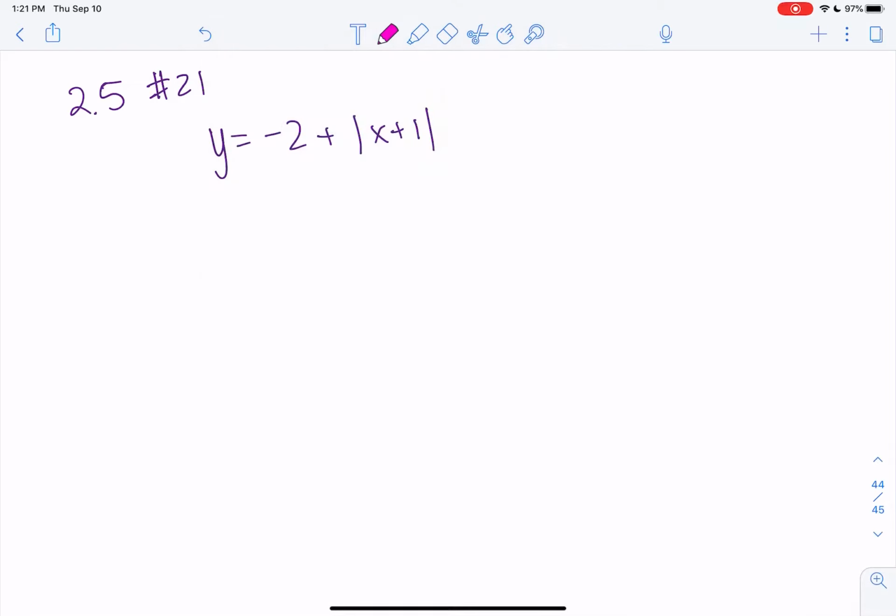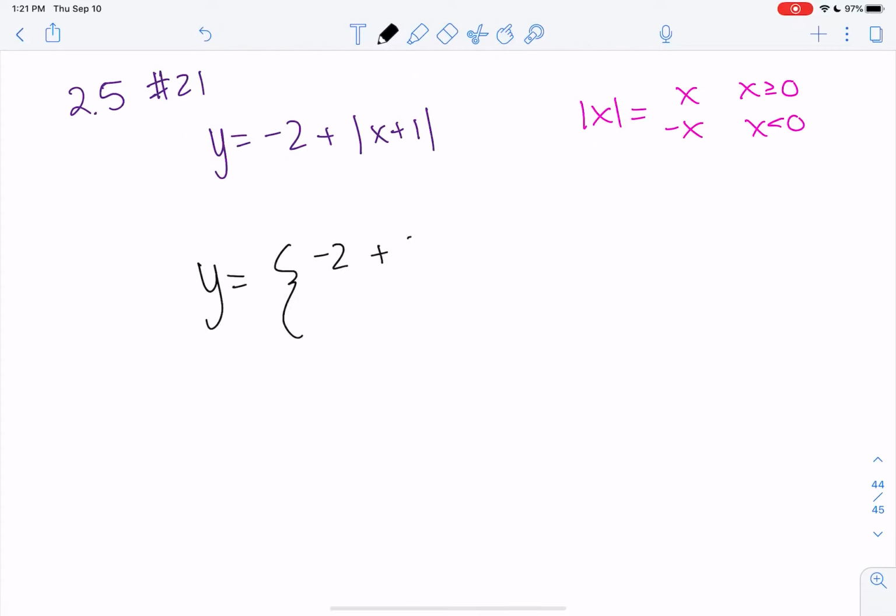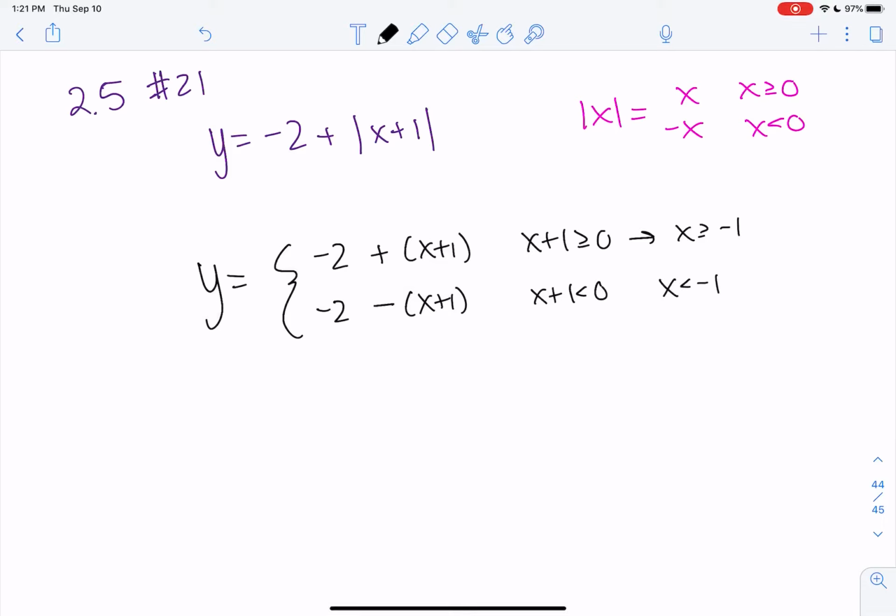So I think we're going to graph this, right? Yeah, we're going to graph and find the intercepts. So I'm going to use this definition again. Absolute value of x is x or negative x depending if it's greater than or less than 0. So for this case, our function will be -2 plus x plus 1 when x plus 1 is greater than or equal to 0, which means x greater than or equal to -1, and then -2 minus (x plus 1) for less than 0, which will be less than -1 in this case because we're replacing x with x plus 1.